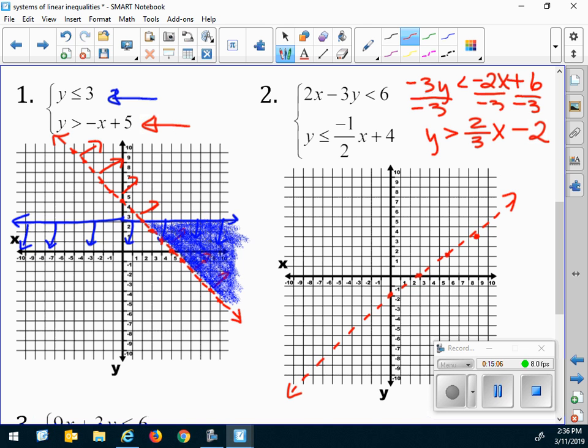Are your solutions above this line or below this line? Above, because it's greater than. So make your arrows go this way.